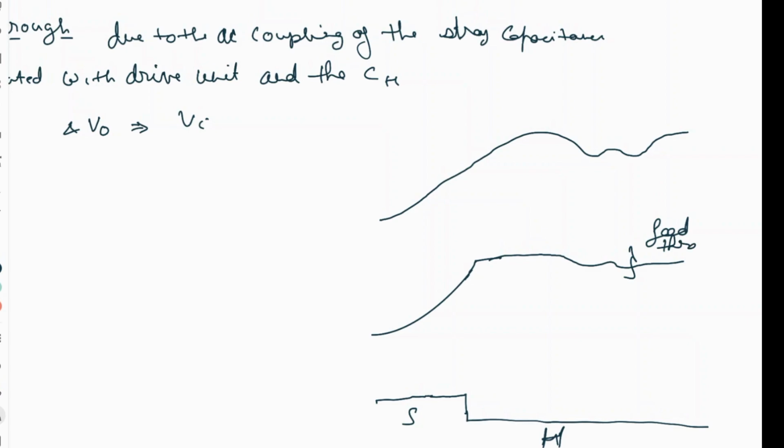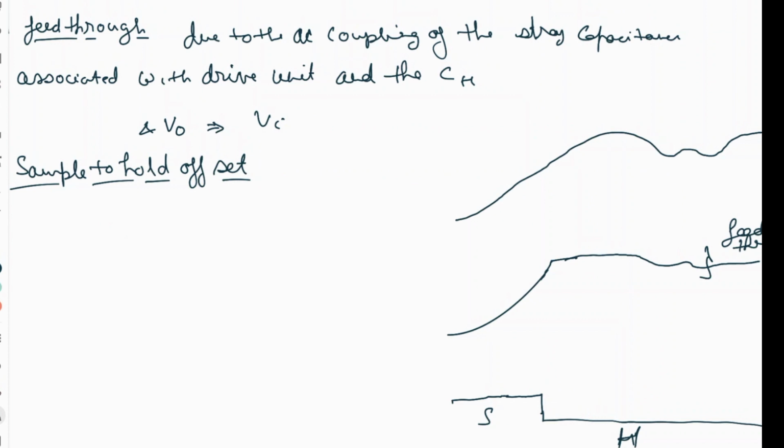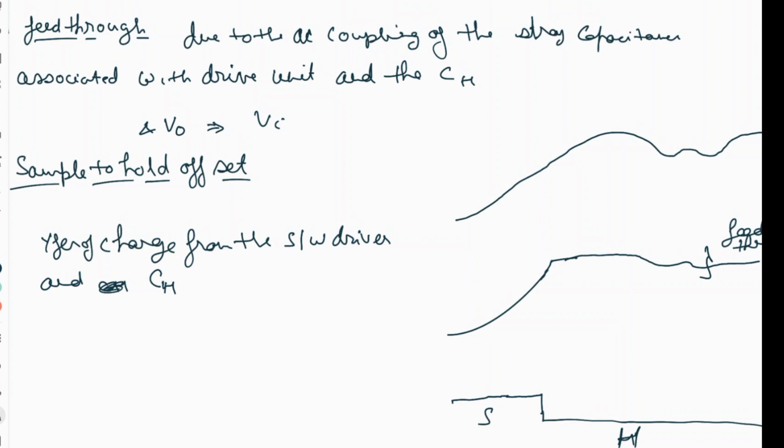The fifth one is sample to hold offset. This is due to the parasitic switching capacitance at the time of switching from sample to hold. This occurs because there is an unwanted transfer of charge between the switch drive and the holding capacitor. This causes a change in the value of CH, and this is known as sample to hold offset.